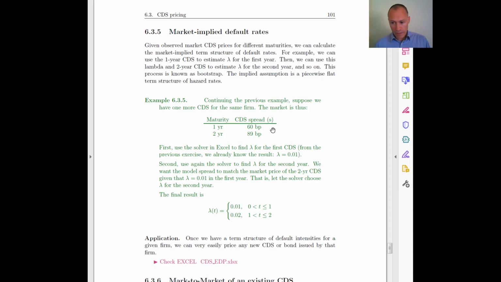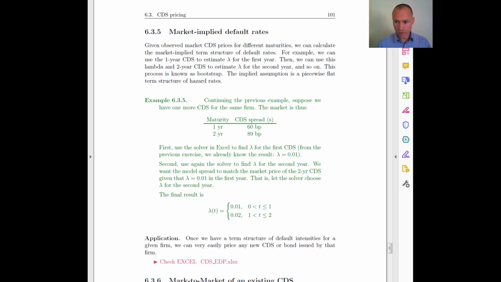But in reality, I would not know this number. So I would have to estimate what lambda would make my model give me a price equal to the price I observe in the market. And then I would move on to the next CDS. The next CDS allows me to have an additional year, and the spread is 89 basis points. So I would use the lambda from the first CDS and then estimate the lambda over the second year that would make my model give me this market price. And keep going through this iterative process, which, as you know, is called bootstrap. So let's see how to do this in Excel.